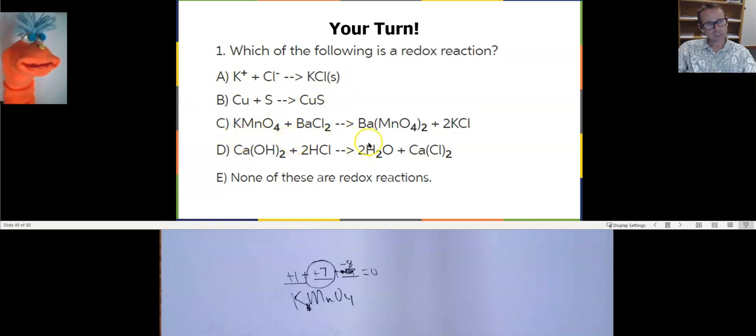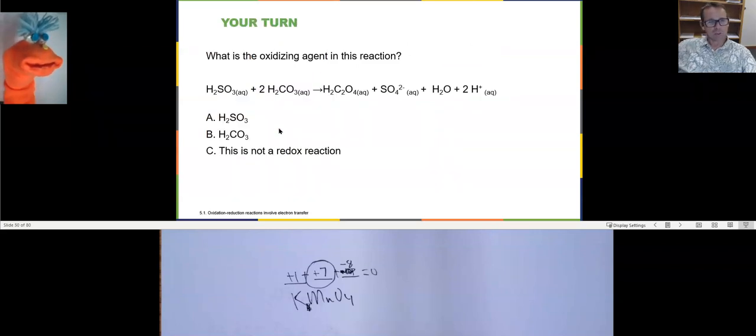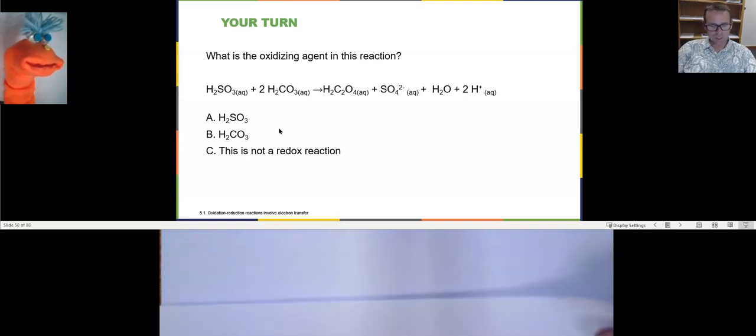If you go through each of these and check the oxidation numbers for all these different elements, you'll find that they're the same. We can also identify the oxidizing agent using the oxidation state for all the different elements.